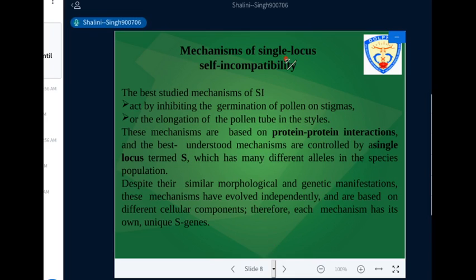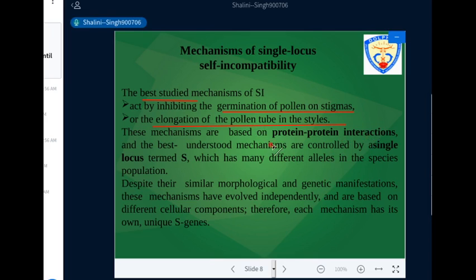What is the mechanism of single locus self-incompatibility? It is the best studied mechanism of self-incompatibility. It acts by inhibiting the germination of pollen on stigma. As you know, in the pollination and fertilization process, the first step is landing of pollen onto the stigma where it starts germination and a pollen tube is produced. So in case of this self-incompatibility mechanism, it inhibits the germination of pollen grain on the stigma, or if the pollen grain germinates, it inhibits the elongation of pollen tube in the style.